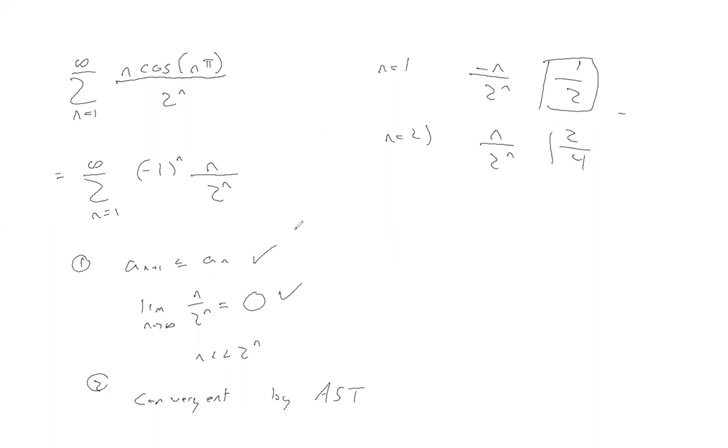Another way to think about how to show these two conditions is to turn my terms, n over 2 to the n, into a function. Let's go to a new page and talk about different ways to show this. What do I want to show? I want to show a_(n+1) is less than or equal to a_n, and I want to show the limit as a_n goes to 0. I could turn this into a function of x.